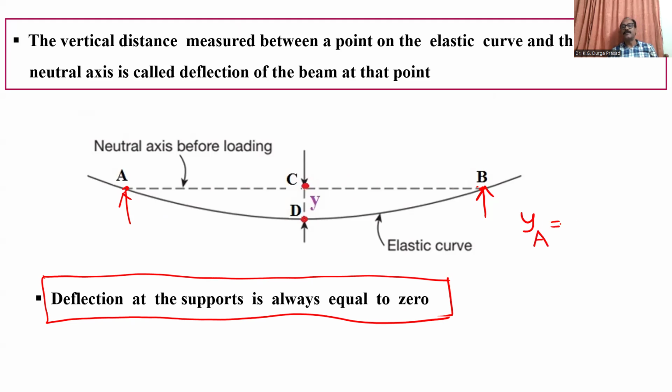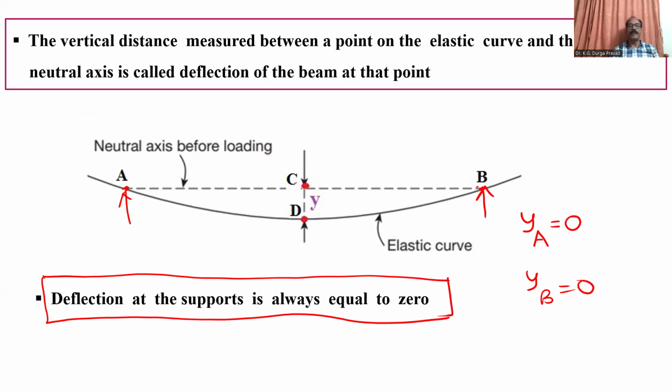Deflection at point A. So what is the point A? It is a point at which one support is there. So what is the deflection at the support point? That is 0. So what about at point B? YB is also equal to 0, right? At point C, you can see it is the maximum deflection, right? So this is the definition of deflection.